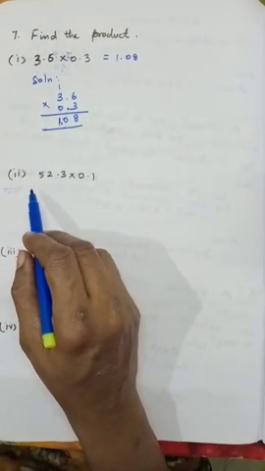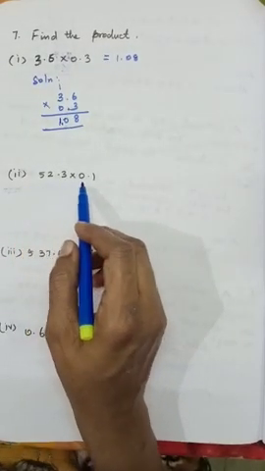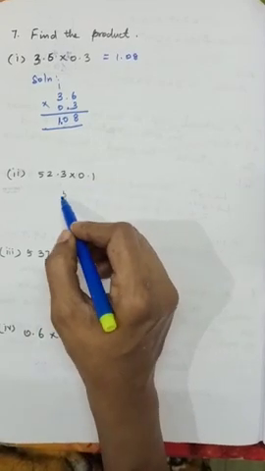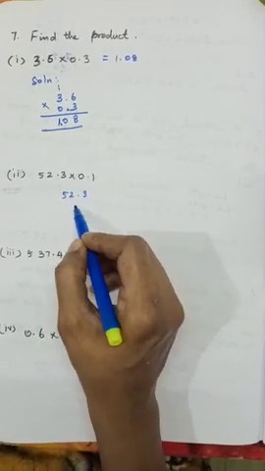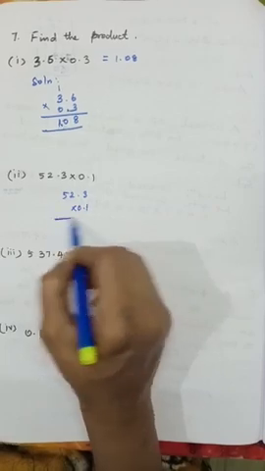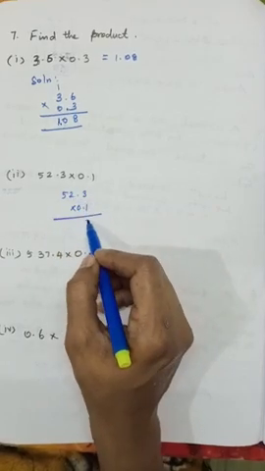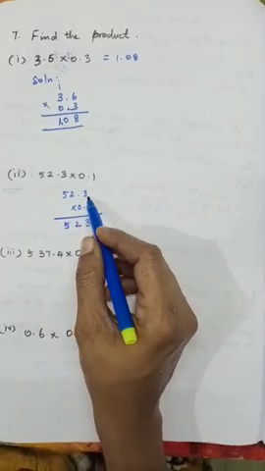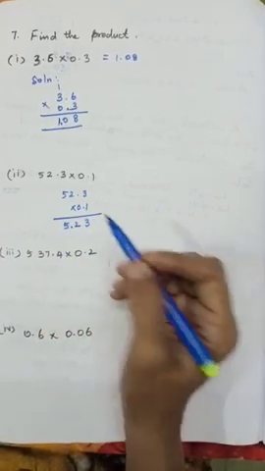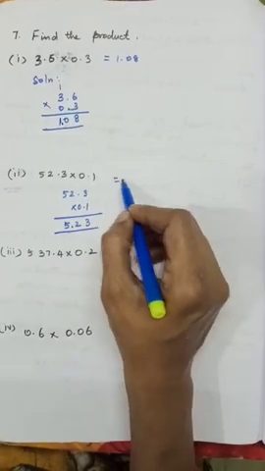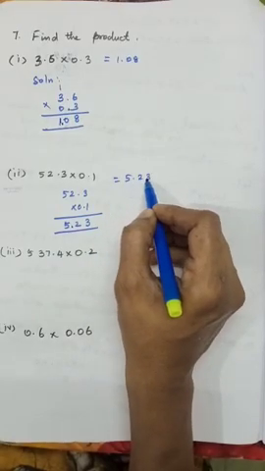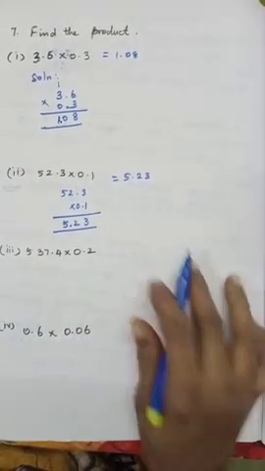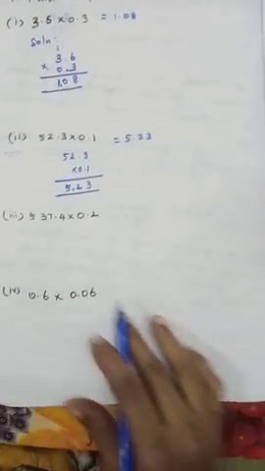Okay. Then second one. 52.3 into 0.1. By 1 you have to multiply. 3, 2, 5. After 2 digits you have to keep point. Okay. The answer is 5.23. Okay. And we shall move to third problem.